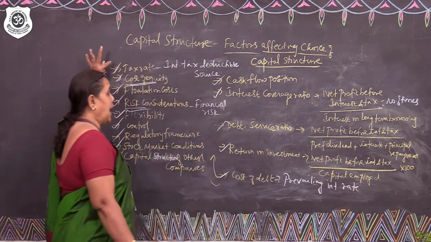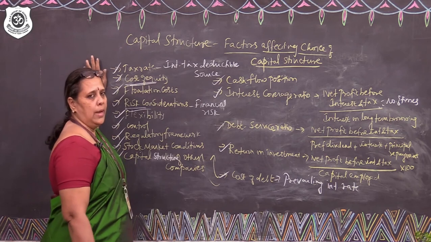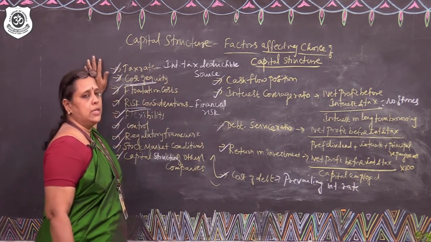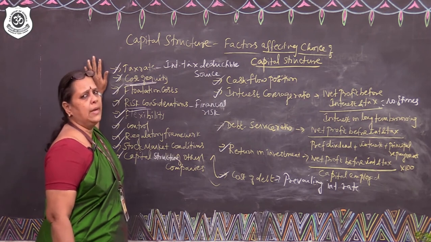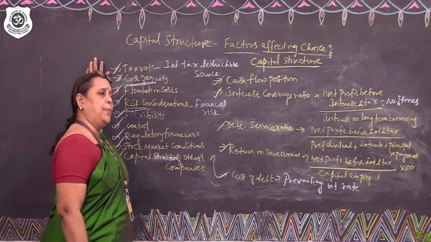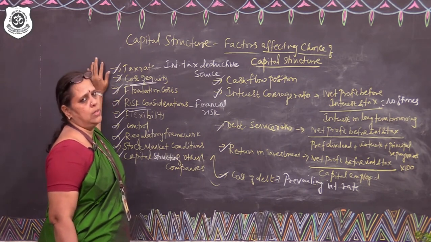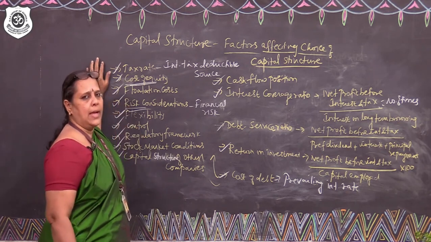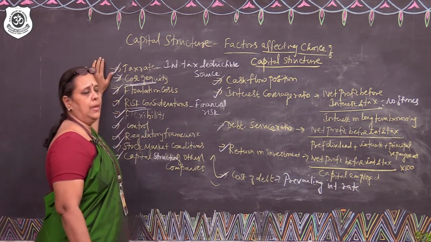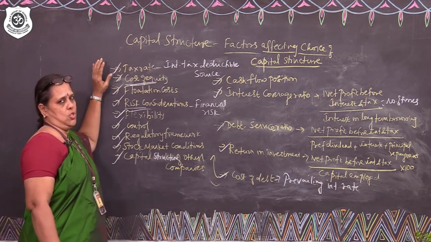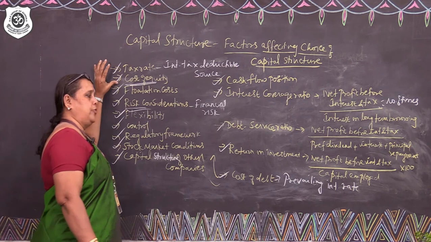Now, the prevailing tax rate. Any expense or interest payable is a tax deductible source. So, the company has to deduct tax and pay only the balance to the debenture holders or to the lenders. So, if the prevailing tax rate is high, the company can employ more of debt because the company will have more tax concessions.